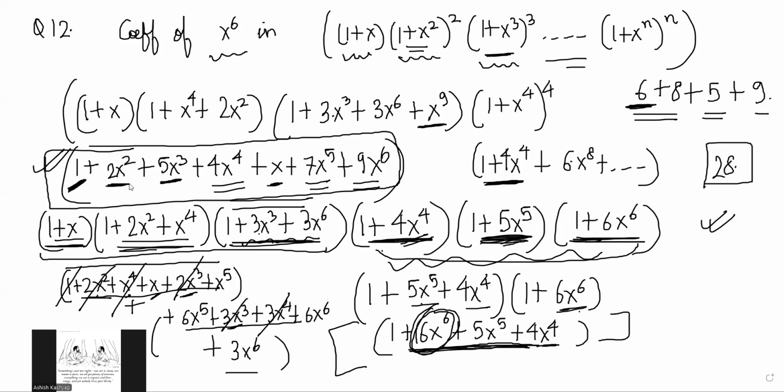When I check with power 2 here, I can check with 4x power 4. So I get 4 into 2, 8 here. 5x cube doesn't multiply with anyone to give x power 6. 4x power 4 doesn't multiply with anyone. x, however, does multiply with this. So you get a 5 there. And similarly, 9x power 6 can multiply with a 1. And that's how you get the coefficient that you need. I hope it is clear now.